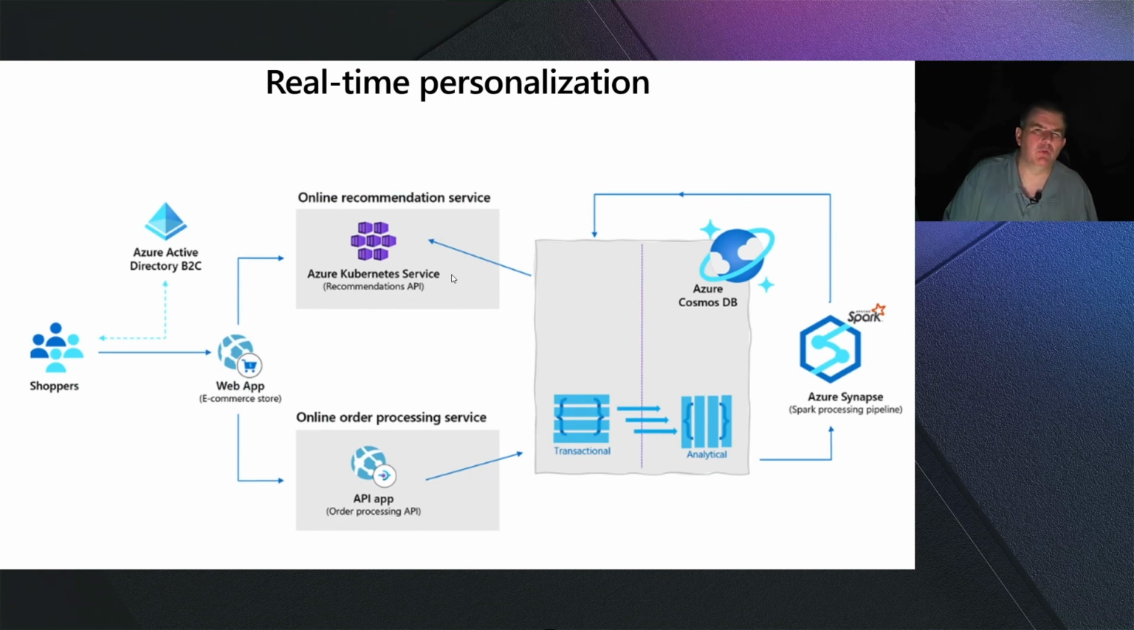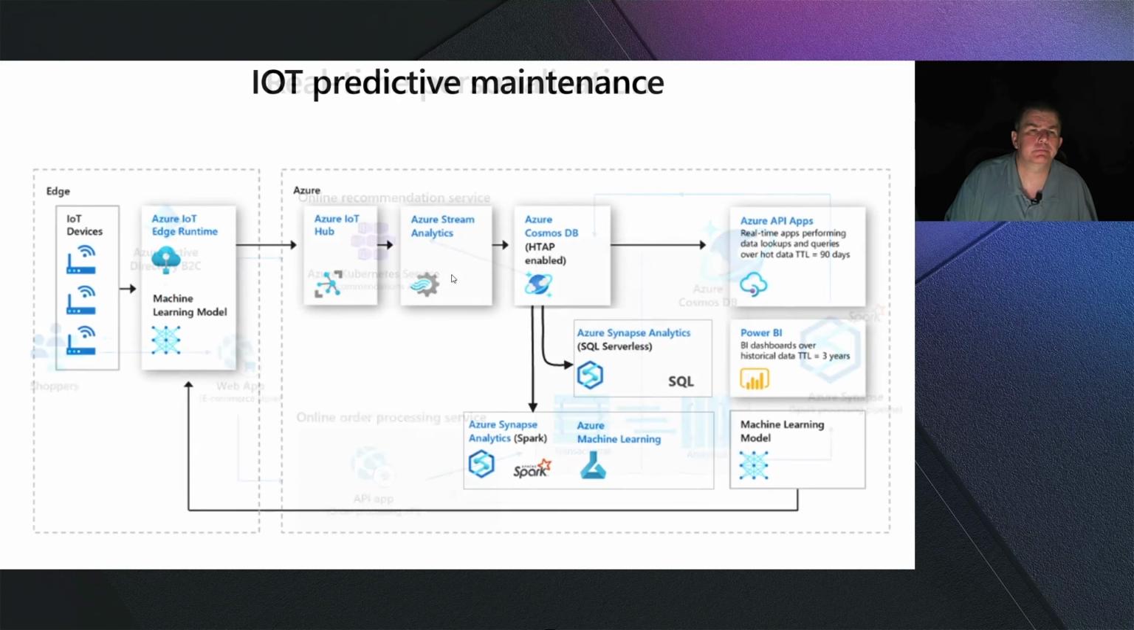Real-time personalization, very common scenario. Lots of people want to do that today. And so again, we've got Azure Synapse at the core. We use Spark as a processing pipeline for the ML, and we're able to deploy that processing engine out to Azure Kubernetes Service and be able to do recommendations in real time for shoppers on a website.